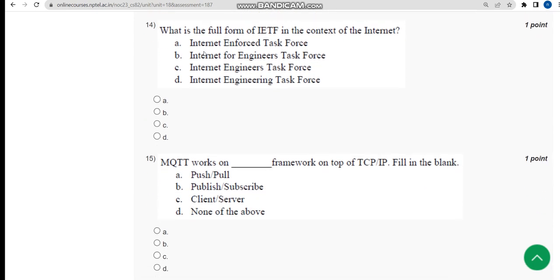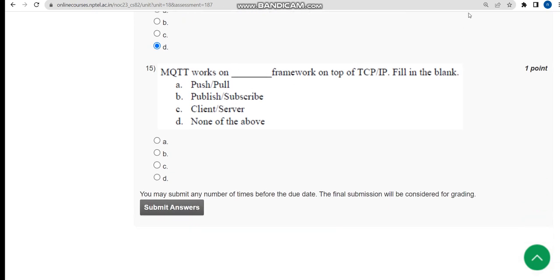Next, 14th one. The answer for 14th question is option D, Internet Engineering Task Force. So mark option D. Now let's move on to the final question, that is 15th question. In the final question, MQTT works on. The answer is option B, publish or subscribe.